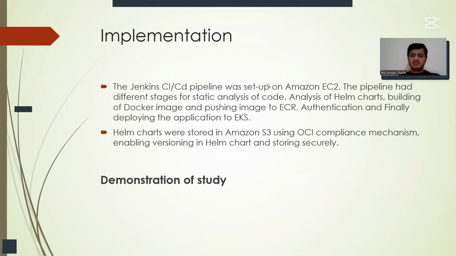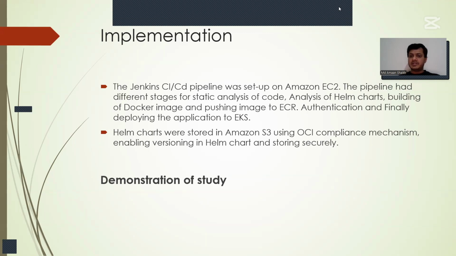The Jenkins CI/CD pipeline was set up on Amazon EC2. The pipeline had different stages for static analysis of code, analysis of the Helm chart, building the Docker image, pushing it to the ECR, and finally deploying the application to EKS. Helm charts were stored in Amazon S3 using an OCI compliance mechanism, enabling versioning of the Helm chart and storing it securely. Now let's have a demonstration of the study and gain a complete understanding of the pipeline build and the implementation involved.